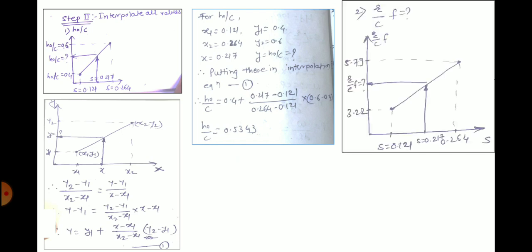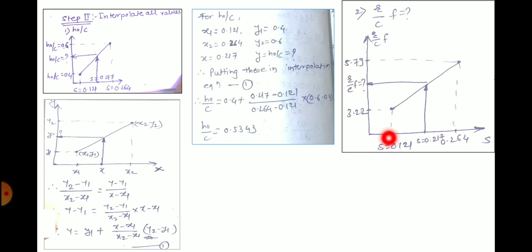Okay, so this is the first value of the dimensionless number. Hope you are getting this. Fine. So what is our next task now? To find out the next dimensionless number, r by c into f. So again I will draw a line here. I will make a graph.